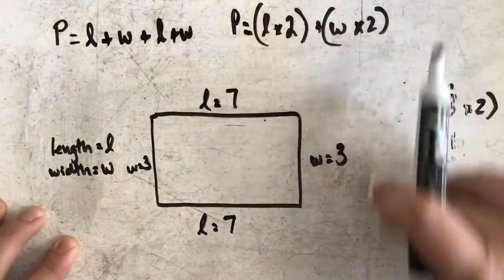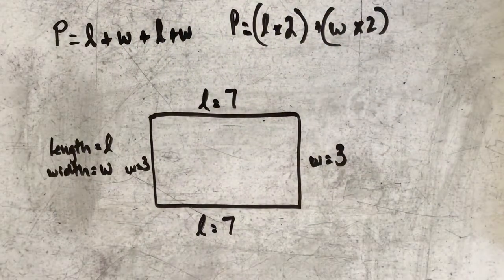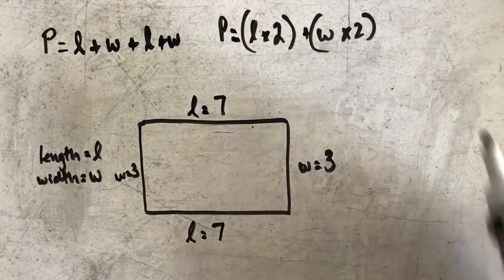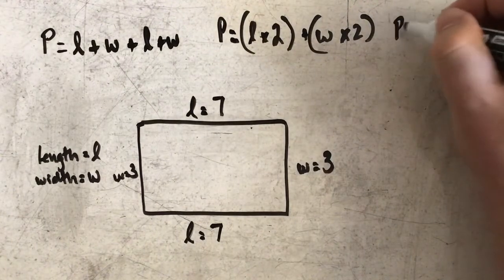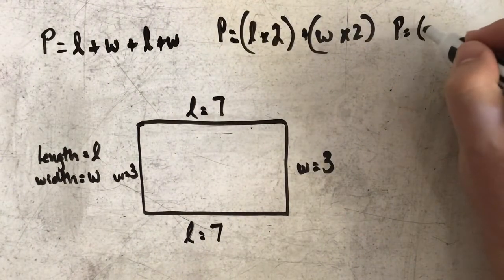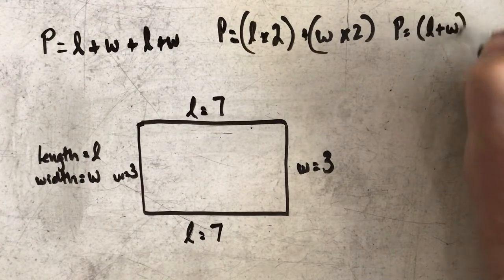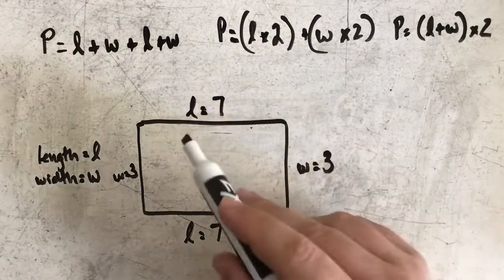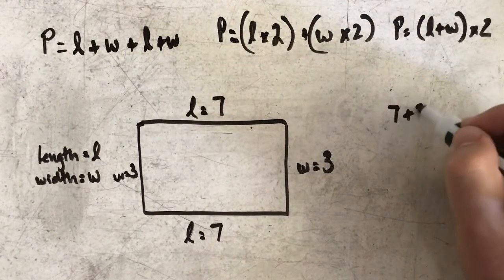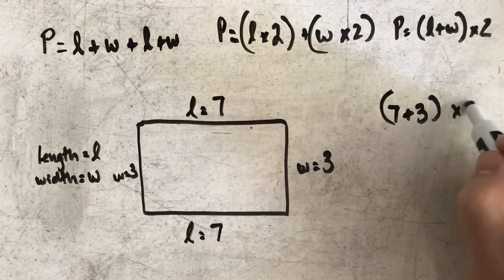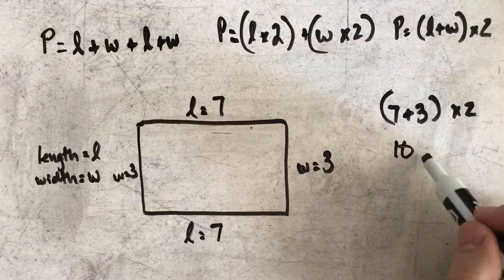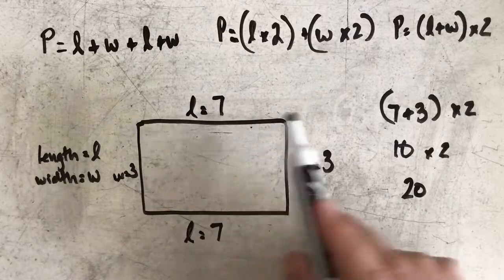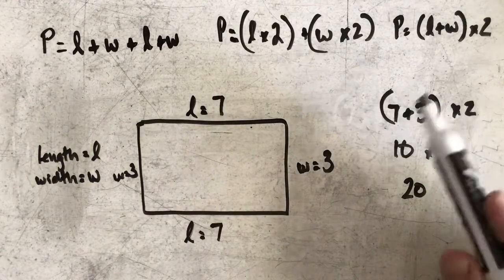And there's one other formula, and it's probably my favorite because it's the easiest one, the one that requires the least amount of steps in order to solve. And that's where I'm just going to add the length and the width and then multiply that by 2. So in this case, here I have 7 plus 3, which would give me 10, times 2 would give me 20. So again, I still get the same perimeter using a different formula.